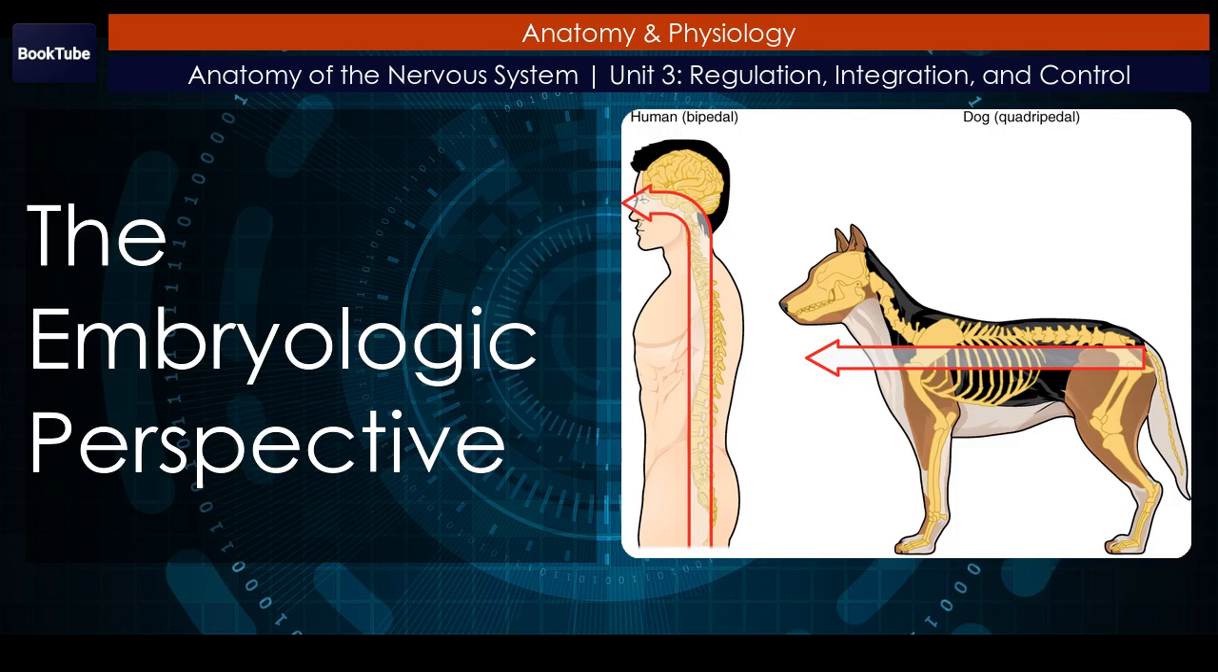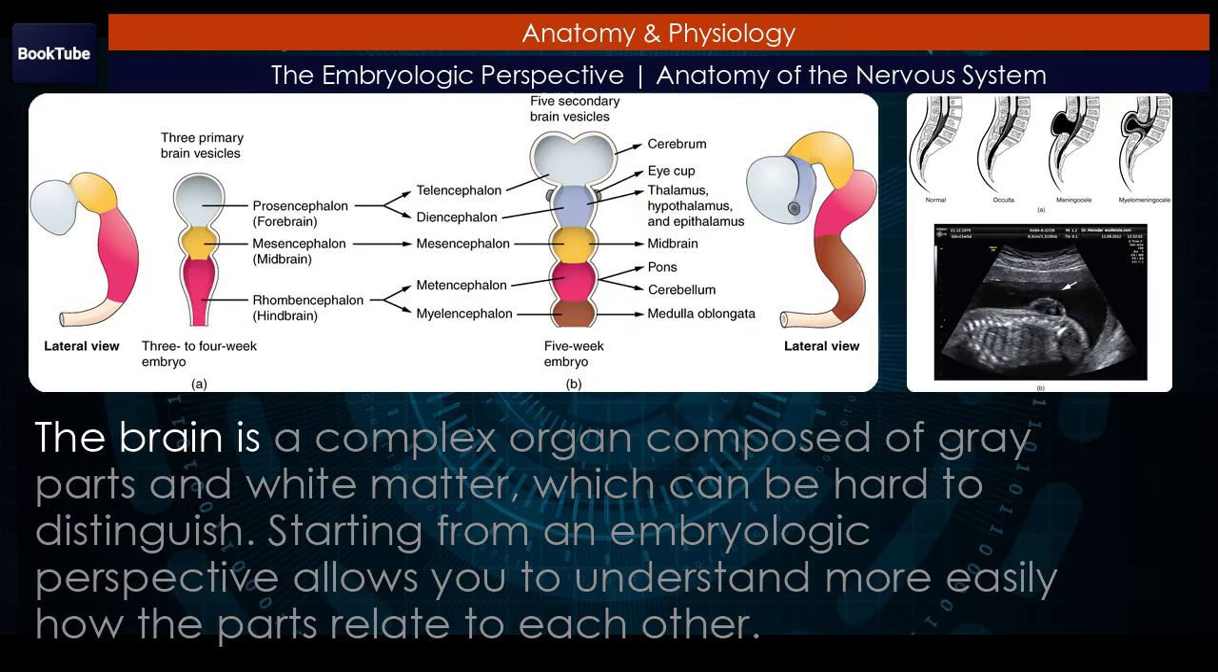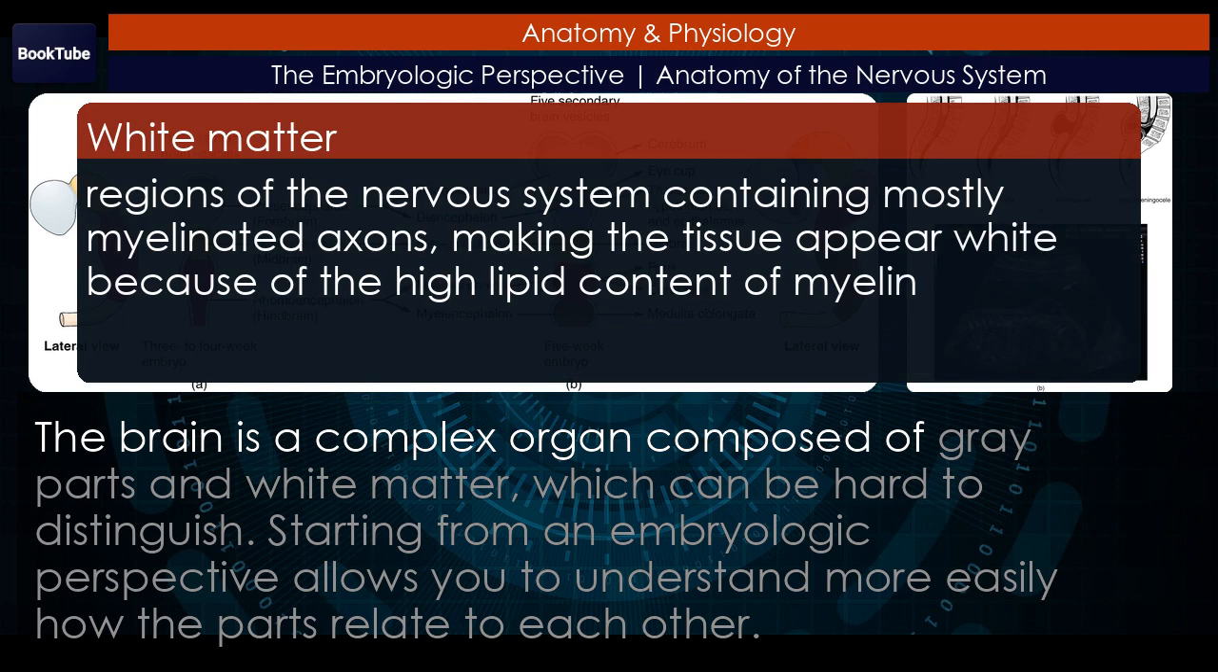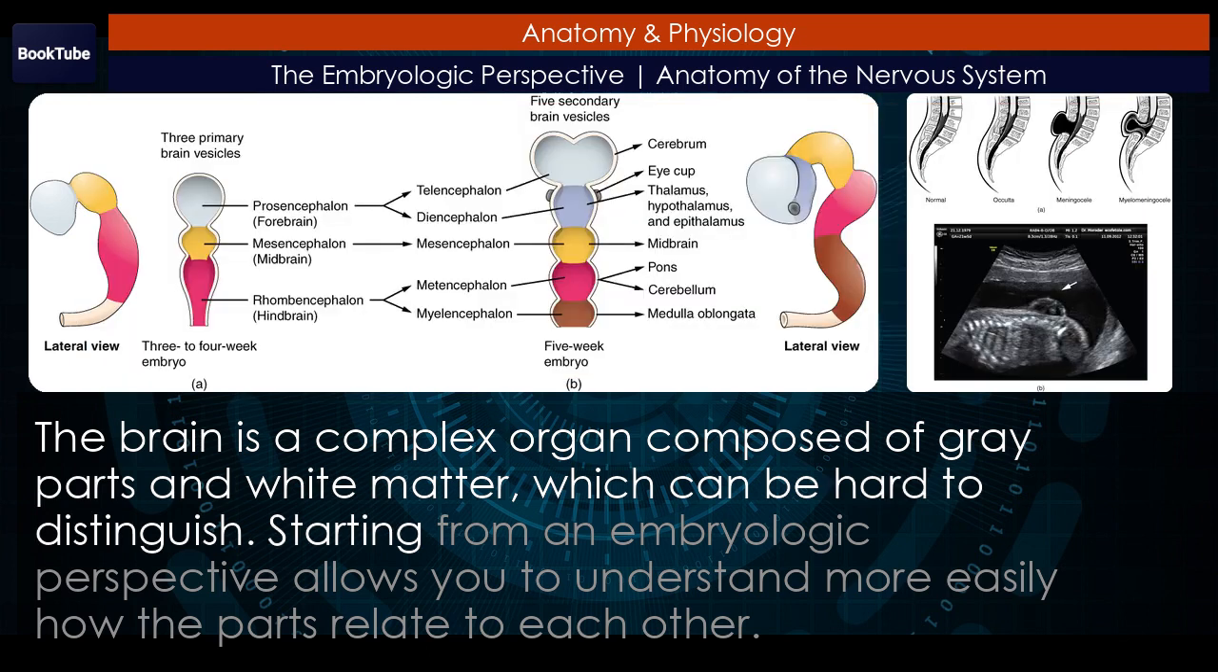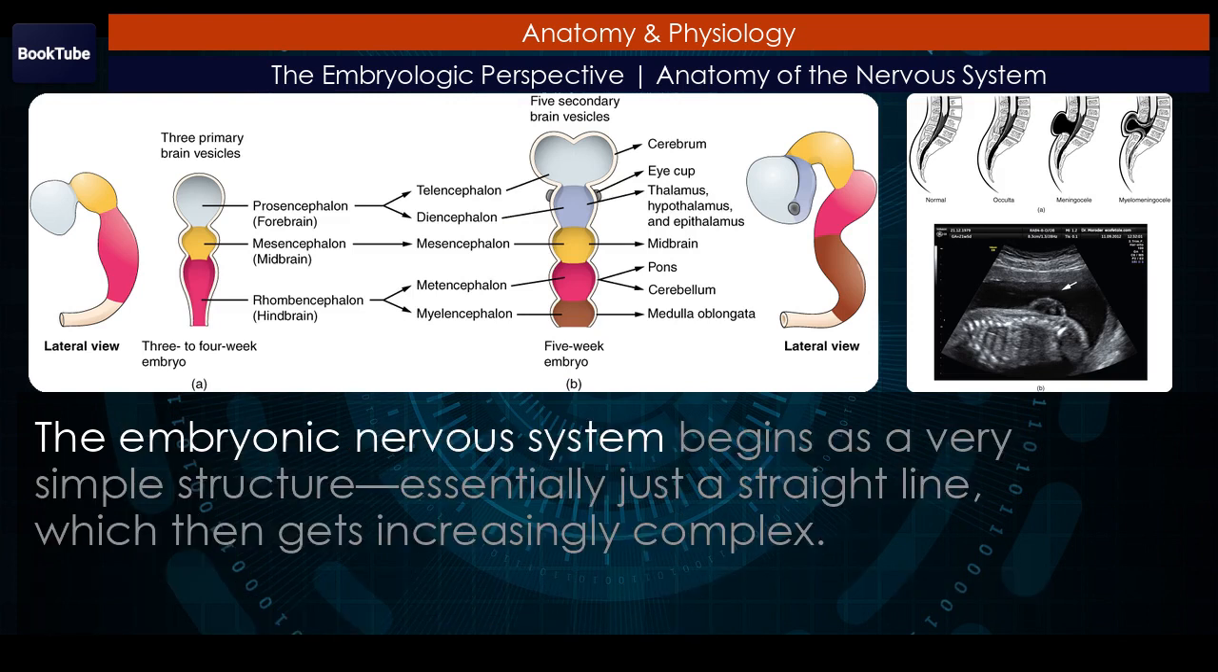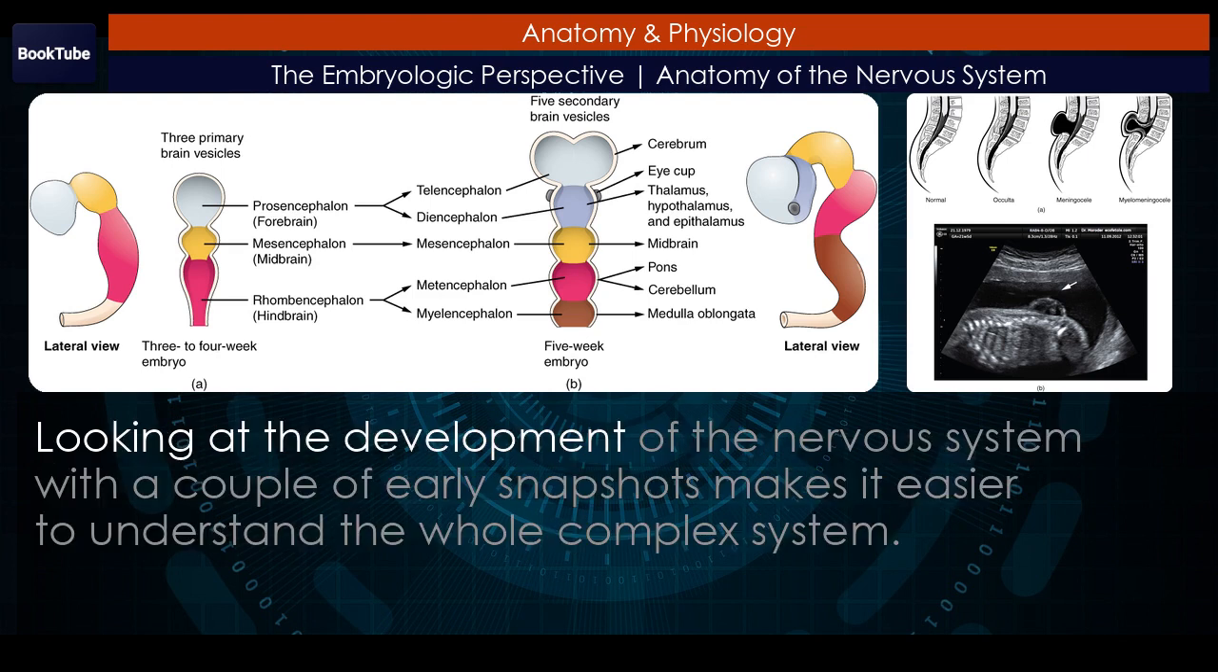The embryologic perspective. The brain is a complex organ composed of gray parts and white matter, which can be hard to distinguish. Starting from an embryologic perspective allows you to understand more easily how the parts relate to each other. The embryonic nervous system begins as a very simple structure, essentially just a straight line, which then gets increasingly complex.